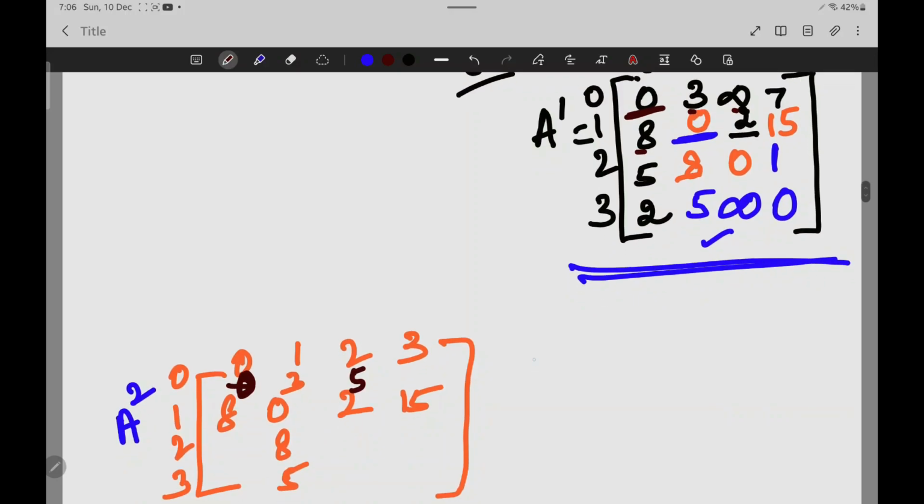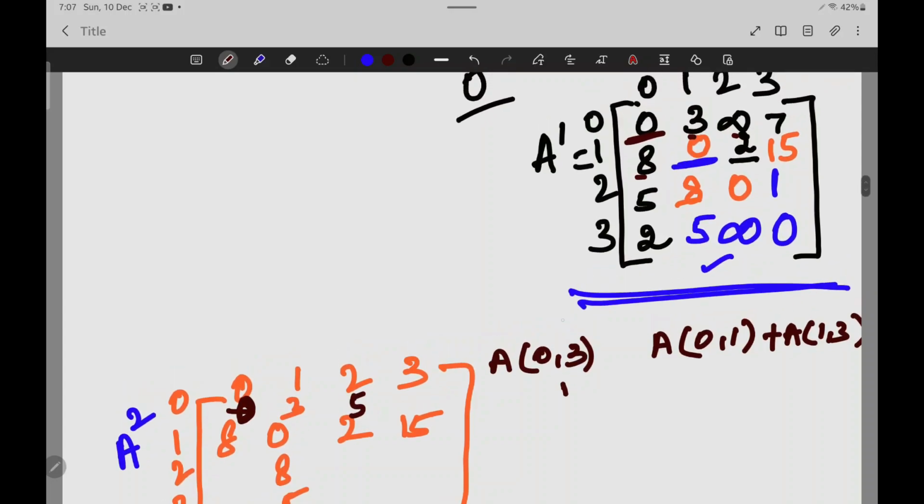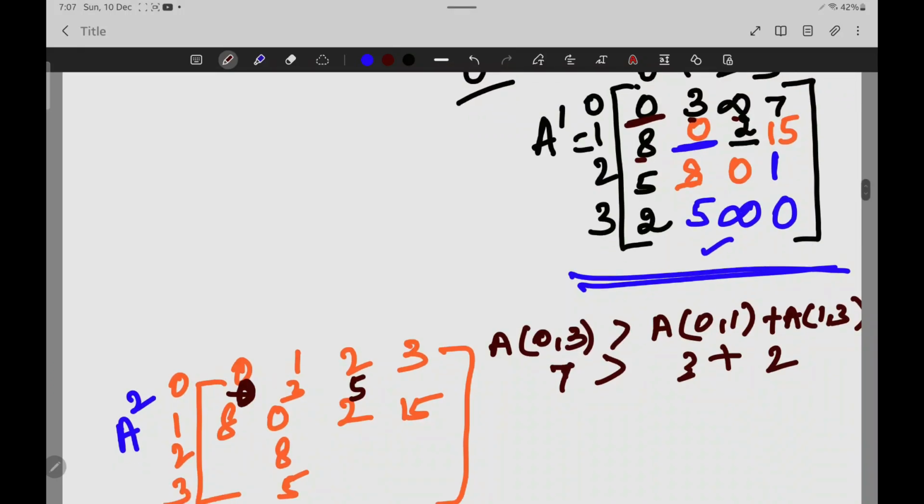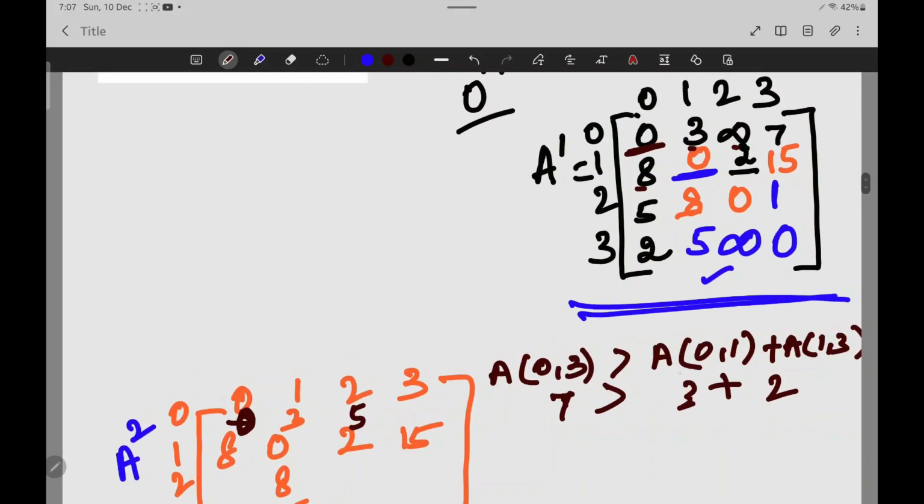So now what is the next thing we need to find? A of 0 comma 3. So we need to compare, and this is via 1. So 0 comma 1 plus A of 1 comma 3. So 0 comma 3 is 7. So whether this is greater, 0 comma 1 is 3 plus 1 comma 3 is 2. So 5. So this is 0 comma 1, 3, 1 comma 3.